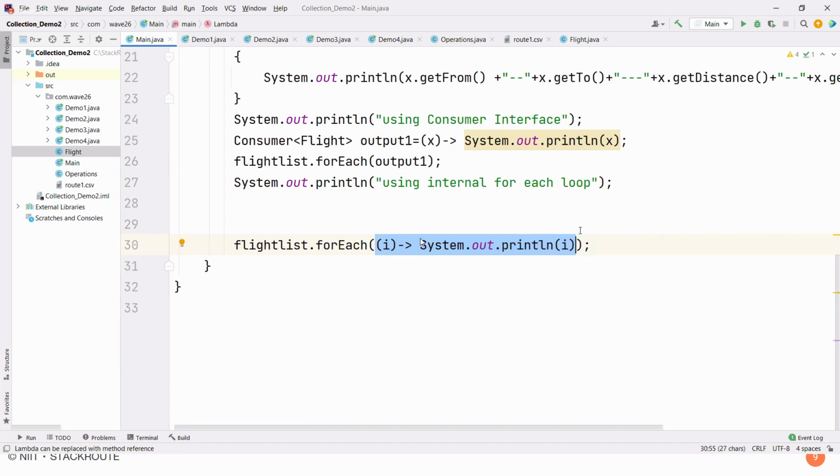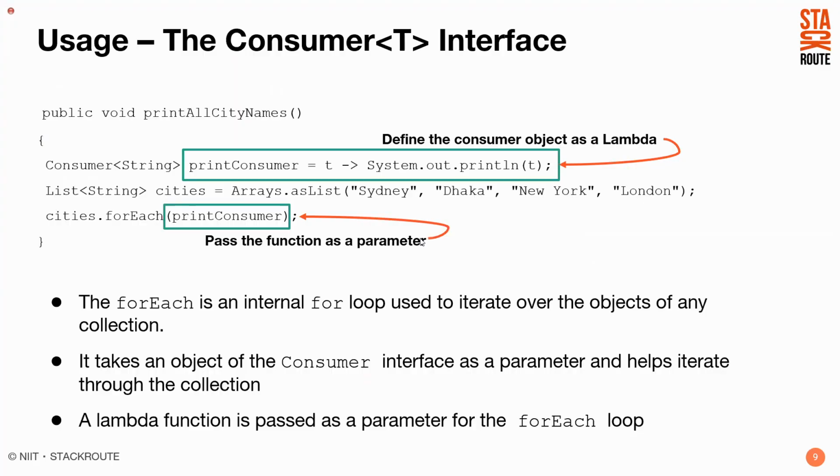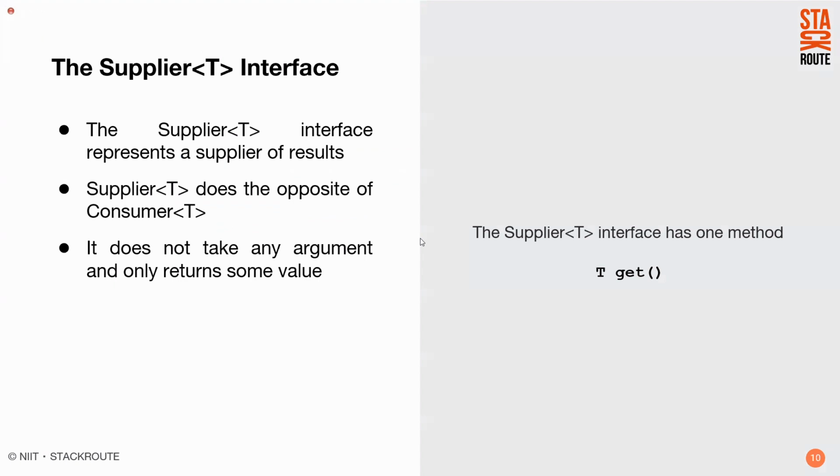So moving on to the next. Consumer will not return a value, whereas it will accept a parameter. The opposite one, Supplier, is the opposite of consumer. It will not take any argument, but it returns some value.